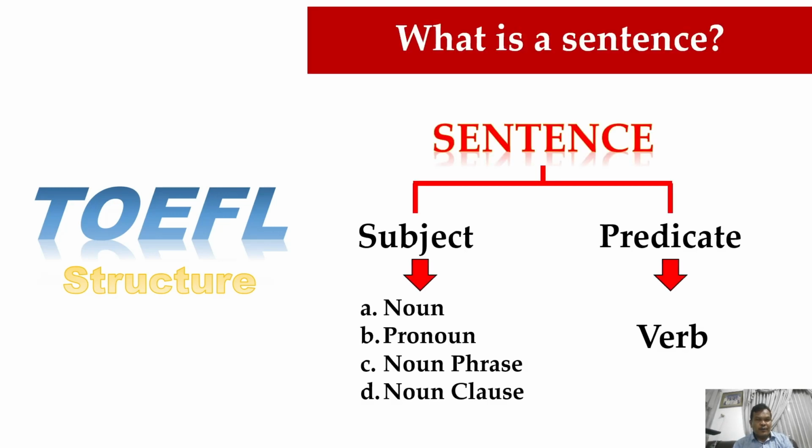First of all, when we are talking about structure, we are talking about sentences. Therefore, the question arises: what is a sentence? It is very simple. A sentence is a group of words that consists of at least a subject and a predicate. Now, the subject in English is composed of a noun, pronoun, noun phrase, or noun clause. Meanwhile, a predicate in English must contain a verb. Once again, a predicate in English must contain a verb.